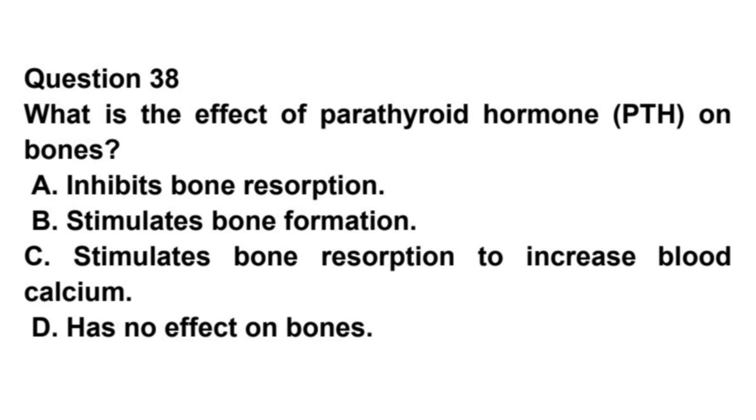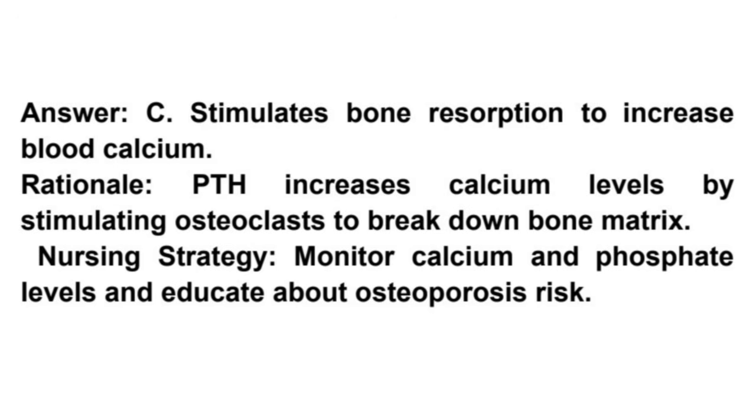Question 38. What is the effect of parathyroid hormone, or PTH, on bones? A. Inhibits bone resorption. B. Stimulates bone formation. C. Stimulates bone resorption to increase blood calcium. D. Has no effect on bones. Answer C. Stimulates bone resorption to increase blood calcium. The rationale: PTH increases calcium levels by stimulating osteoclasts to break down bone matrix. Nursing strategy: monitor calcium and phosphate levels and educate about osteoporosis risk.